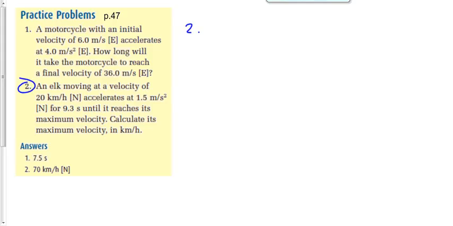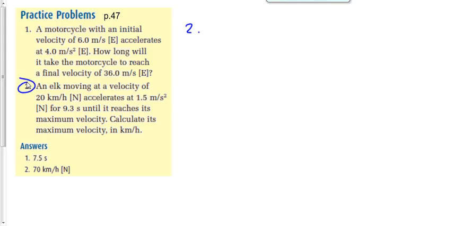All right, so number 2 says an elk moving at a velocity of 20 kilometers per hour accelerates at 1.5 meters per second squared for 9.3 seconds until it reaches a maximum velocity. What is the maximum velocity? And I told you, I don't care whether it's kilometers per hour, meters per second, or otherwise. What kind of a problem do we have here? Is this a group A or a group B problem? It's group B. It involves acceleration.